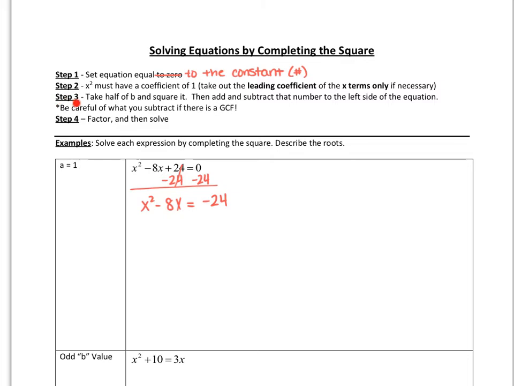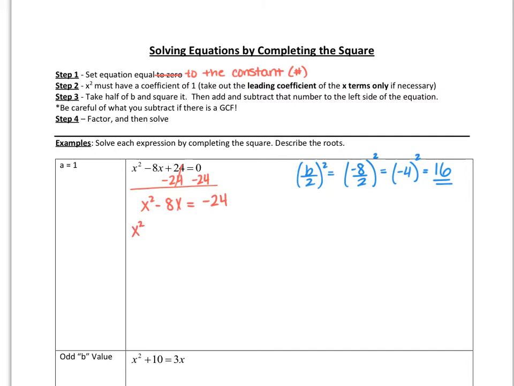Now, step 3 says take half of b and square it. We need to create that perfect square trinomial that we talked about before. So my b value is -8. So half of b, divided by 2, squared. -8 divided by 2 is -4. I square that and I get 16. So this is the value that would make this trinomial be a perfect square.